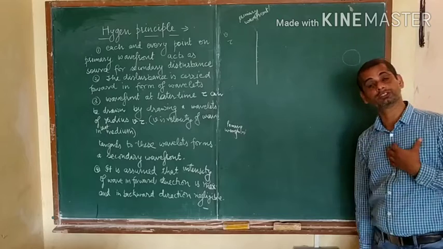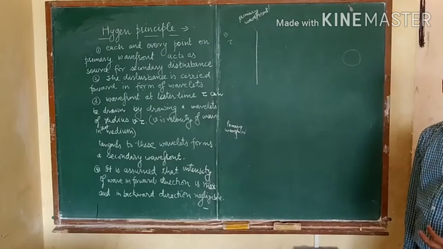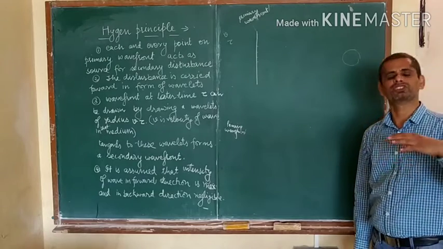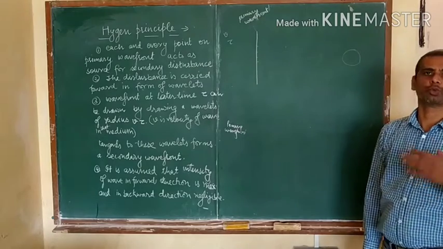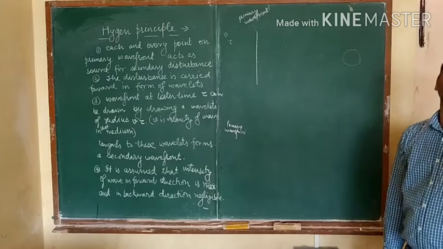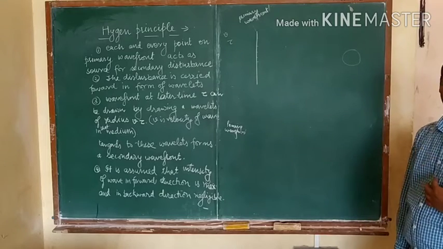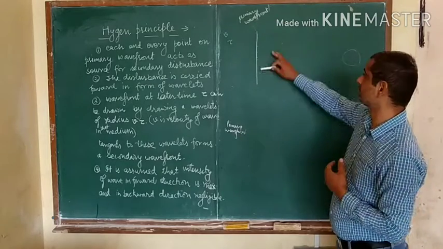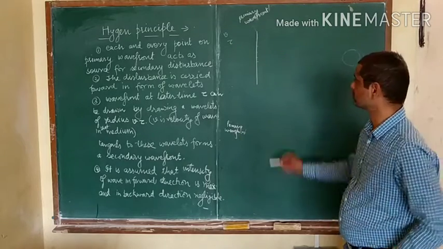And the last one is, the intensity of a wave is maximum in the forward direction and very much negligible in the backward direction. So we will draw only the wavefronts in the forward direction. Now to discuss all these points with an example, I have taken this first example.